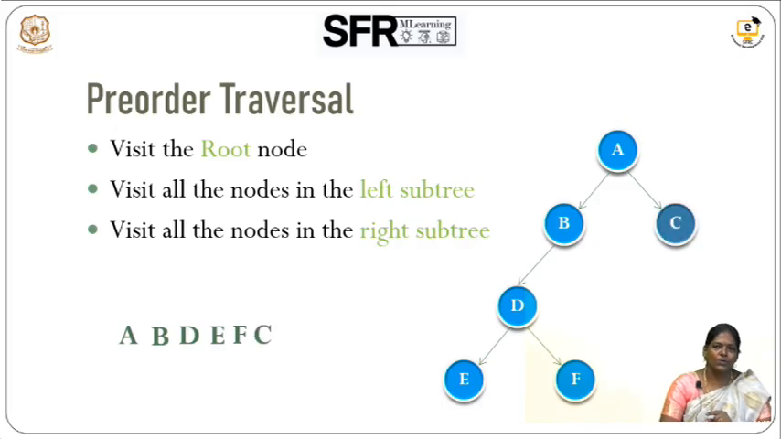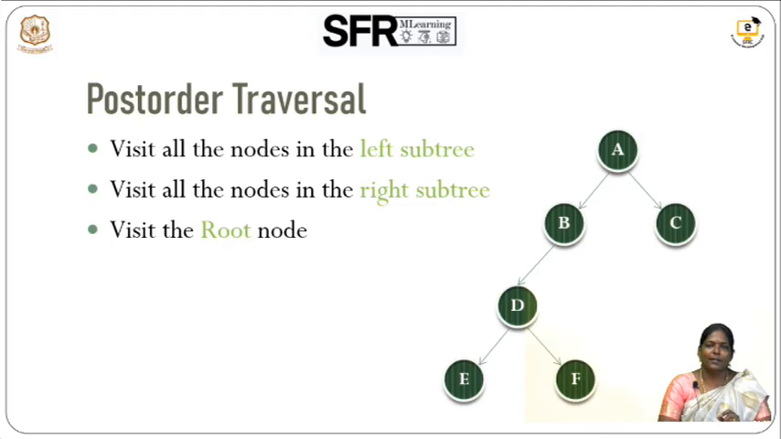So C is also getting visited at last, right. So the next and final traversal technique we are going to see is the post-order traversal technique. Here we are going to visit the root node as the last option. Okay. So again from A we are starting.